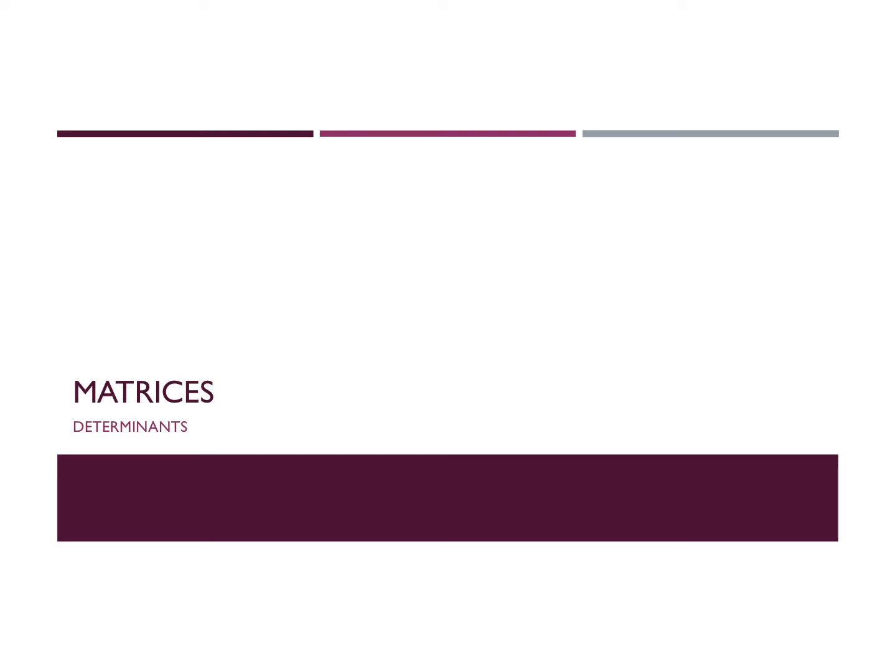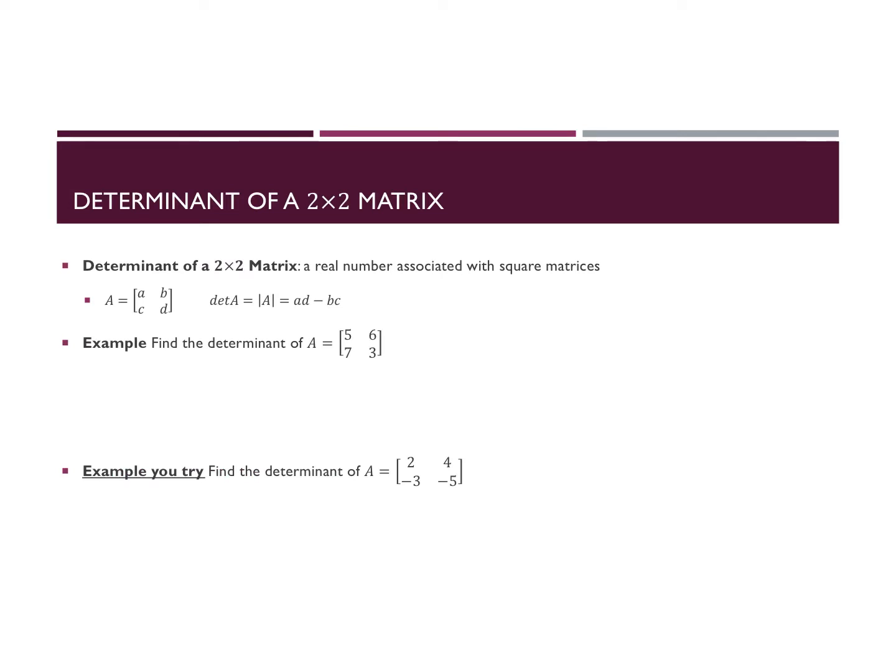Today we will practice finding the determinant of a square matrix. So the determinant of a 2 by 2 matrix is a real number associated with a 2 by 2 square matrix. If we have matrix A, the determinant of matrix A, we can write det with a capital A, or we could use absolute value symbols around A.